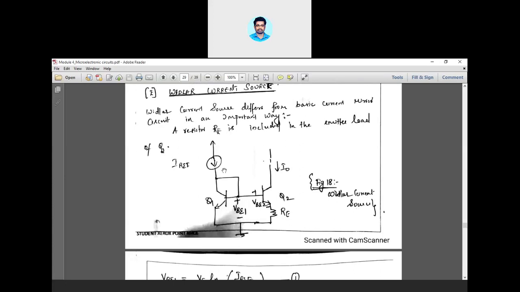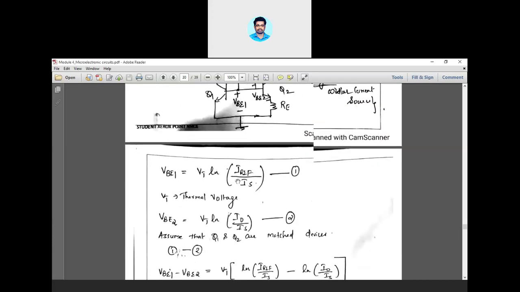Okay, and here you are having a reference current also. So based upon this reference current and based upon this resistance RE, we are producing I0. Okay, so the required amount of output current can be produced based upon the reference current and based upon the emitter resistance RE. Note that the two emitter terminals have been short circuited and the two base terminals have also been short circuited. So this configuration is known as Widlar current source.